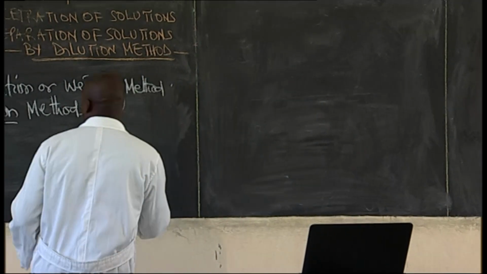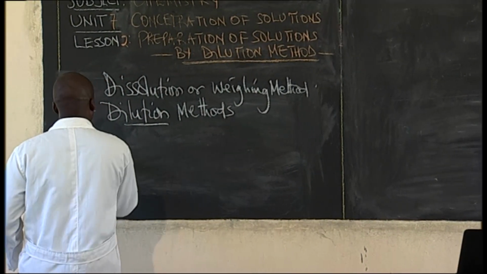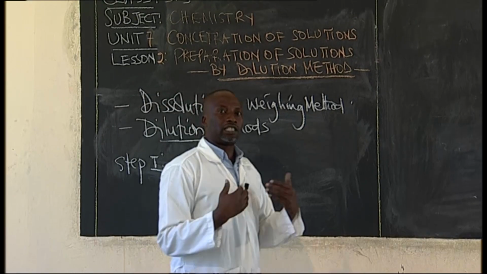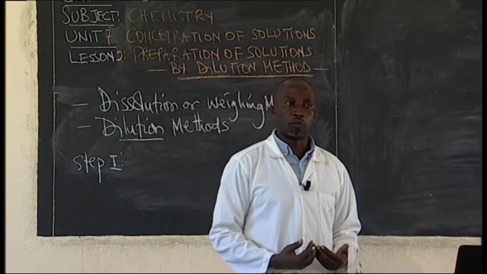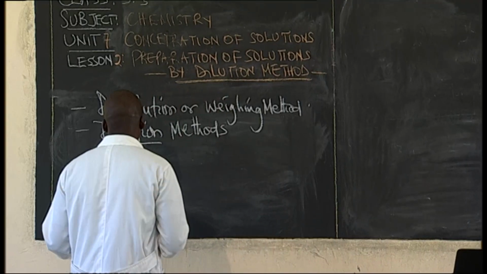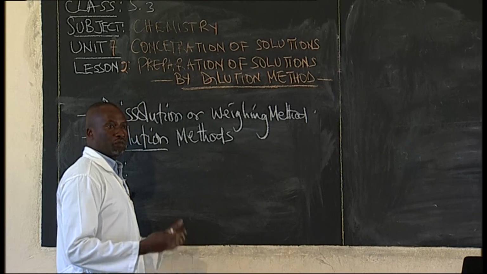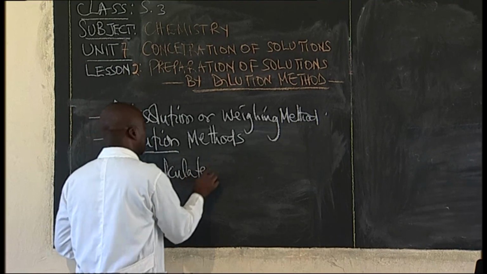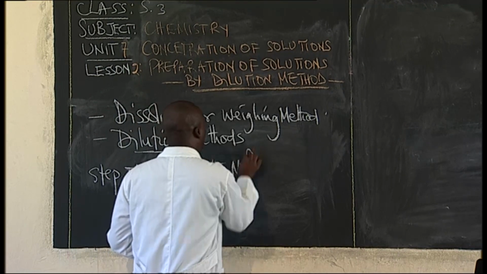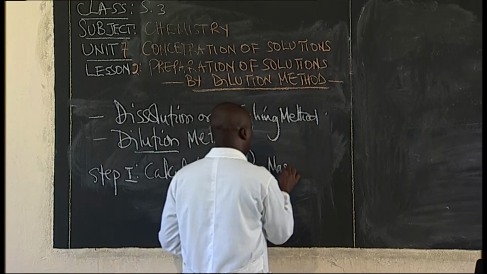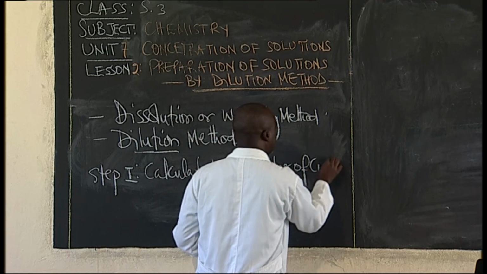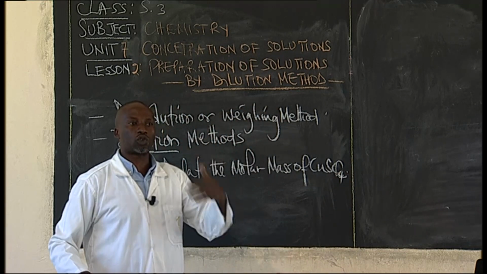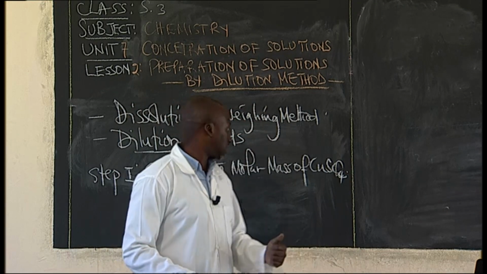In the first step, that is step number 1, you need to calculate the mass that is equivalent to 0.1 mole. So first of all, you calculate the molar mass of copper 2 sulfate. So you need to know the molar mass. That is the mass containing 1 mole of that substance.